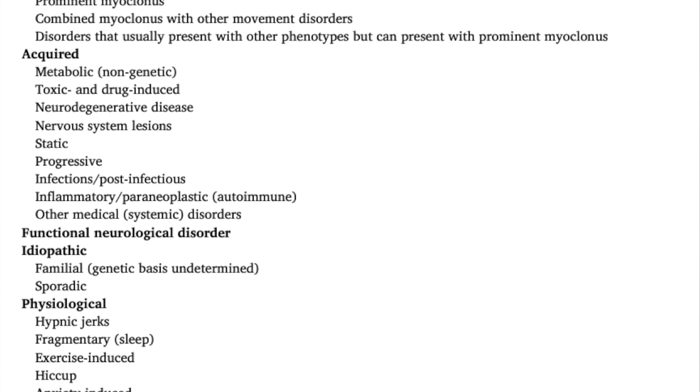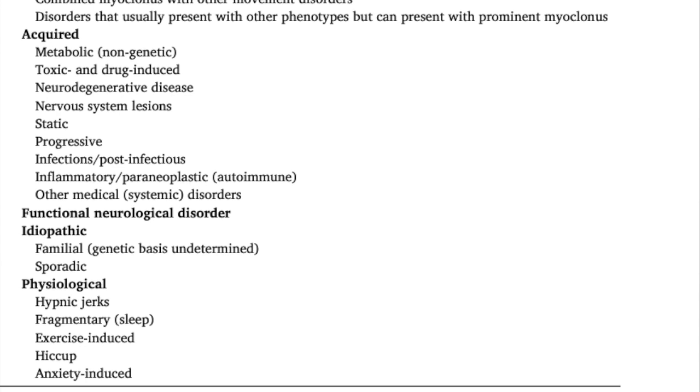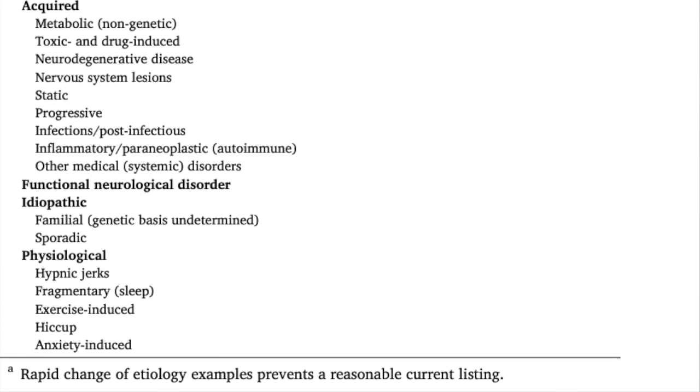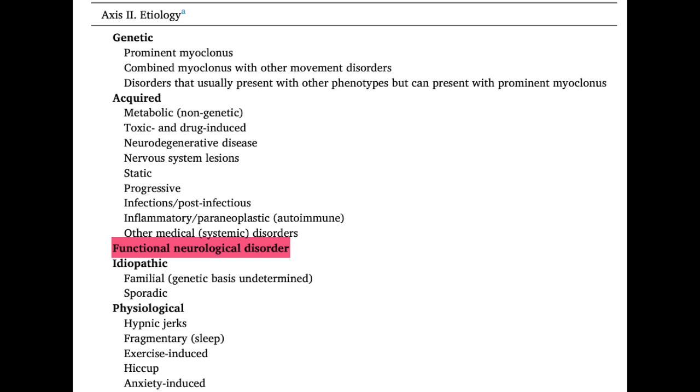We choose not to list specific examples of etiologies because the list is extensive and continually evolving. I just wanted to mention one important aspect about axis 2, which is the inclusion of the functional jerks. Although they are not conventionally considered myoclonus, functional jerks are critical due to their high incidence and significant impact in clinical practice. Thank you very much.